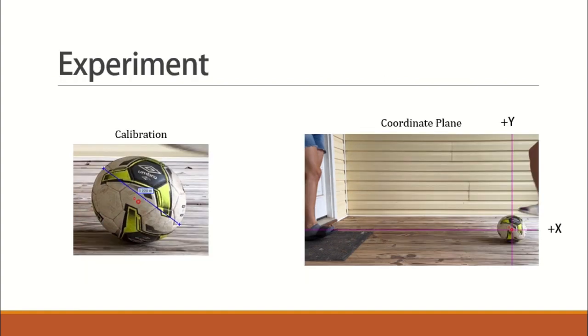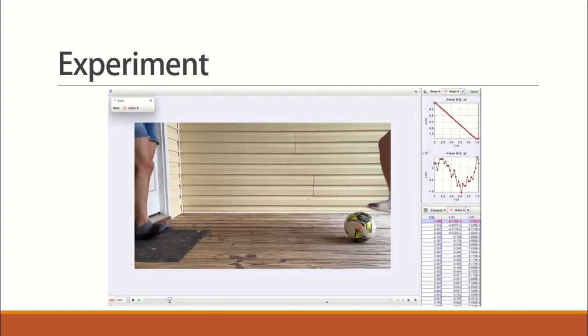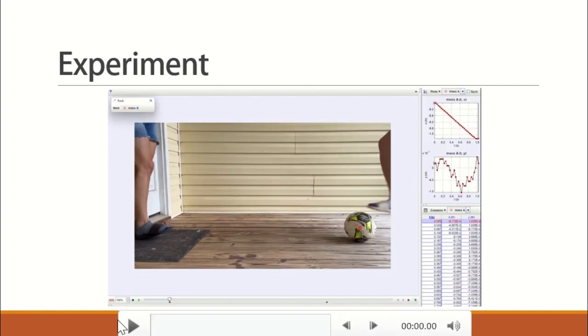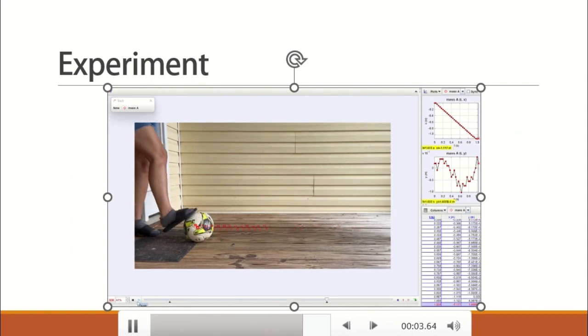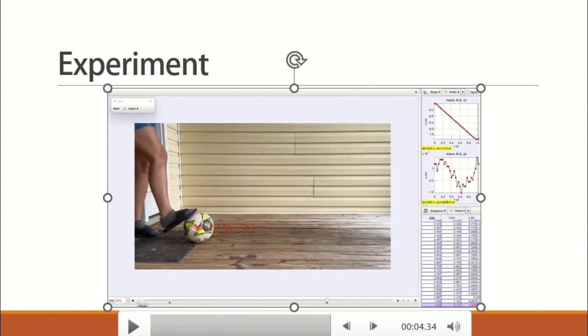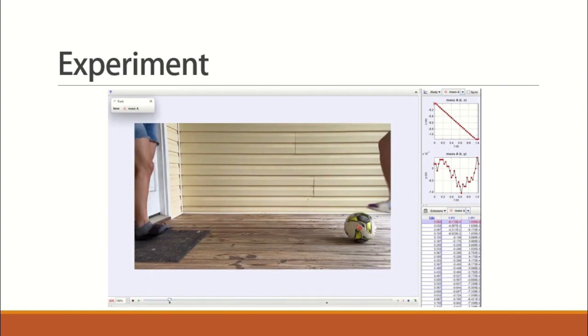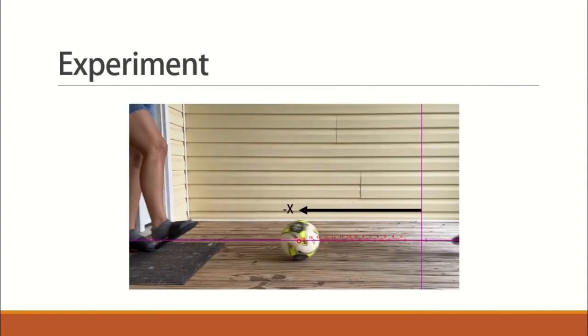Tracker requires a known measurement for calibration, so I used the diameter of the soccer ball. The coordinate system I chose was standard, with positive x to the right, positive y up, and positive z toward the camera. Here is the Tracker ball moving in constant velocity. Since I chose the coordinate system I did, the ball was moving in the negative x direction.